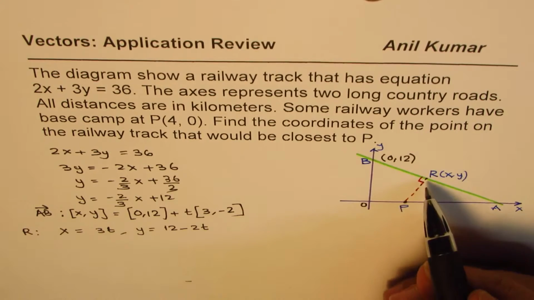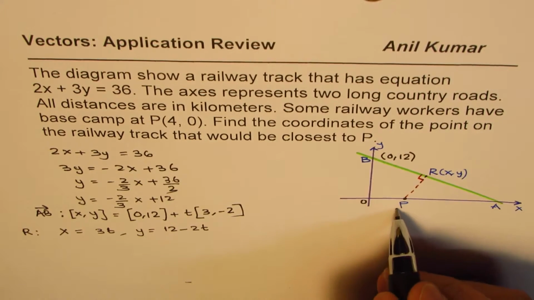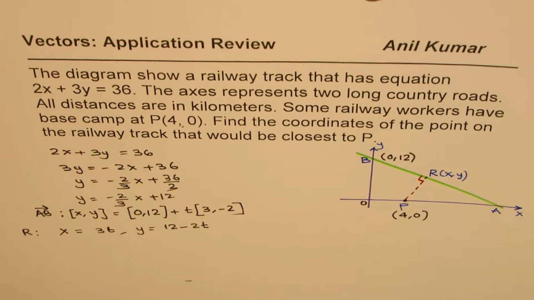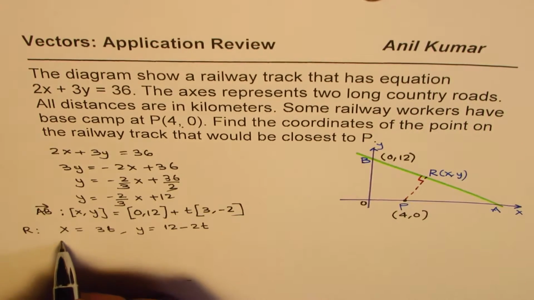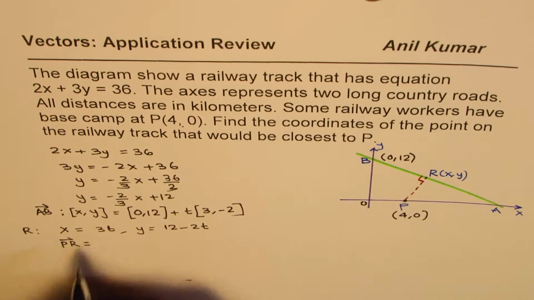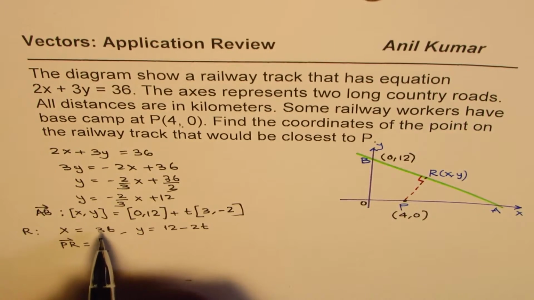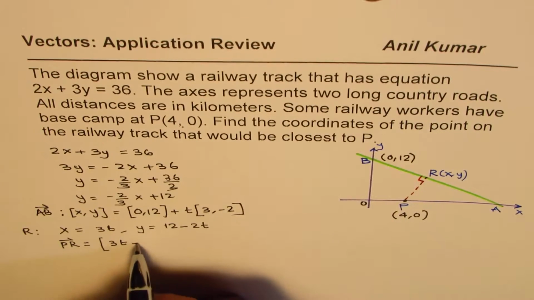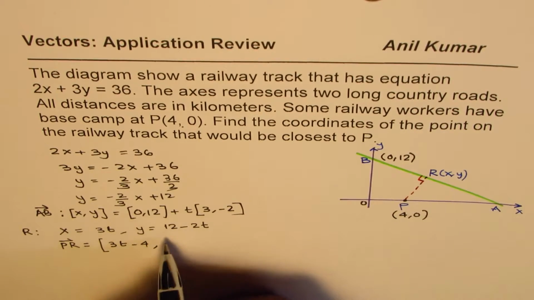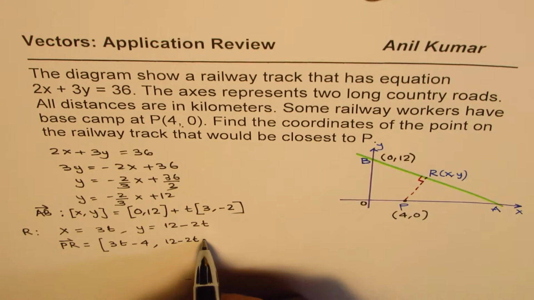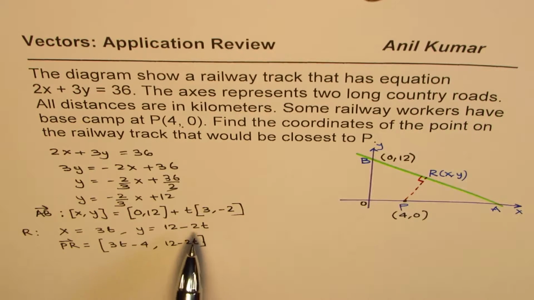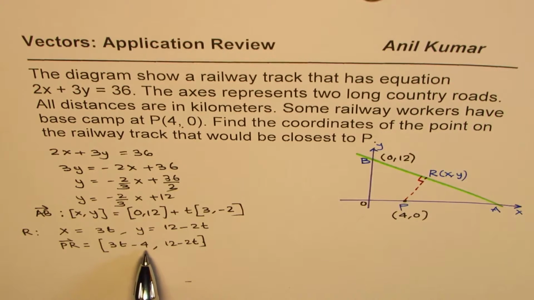Now we can also write what PR is. Since we know P is (4, 0), the coordinates of point P are given to us. So PR will be equal to the difference in x values, 3t minus 4, and the y values will be 12 minus 2t, take away 0, so the same thing. So that is PR. Now we know the vector PR is (3t minus 4, 12 minus 2t).